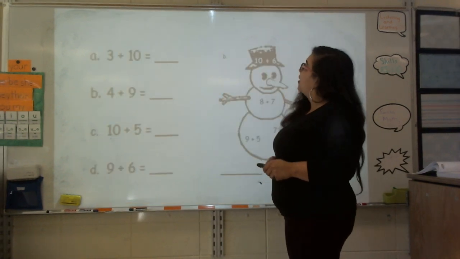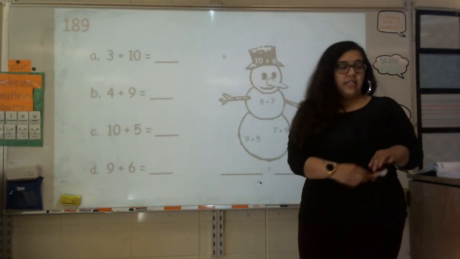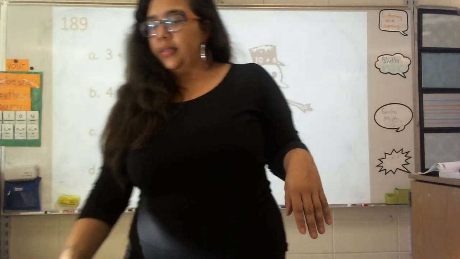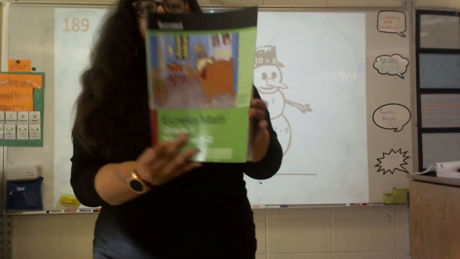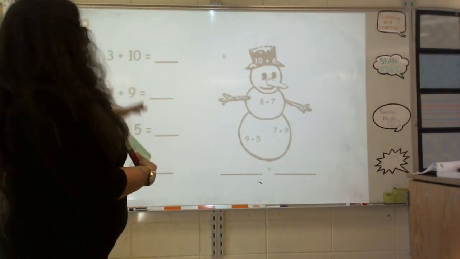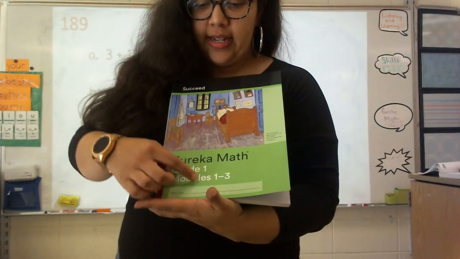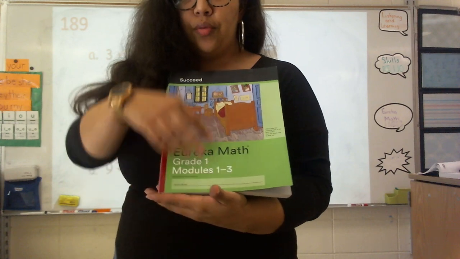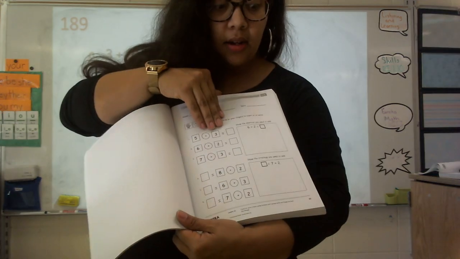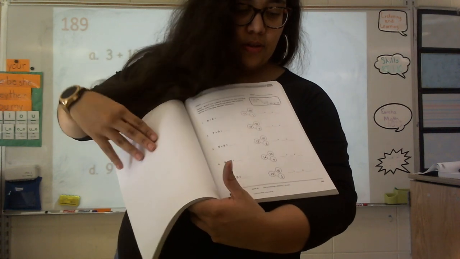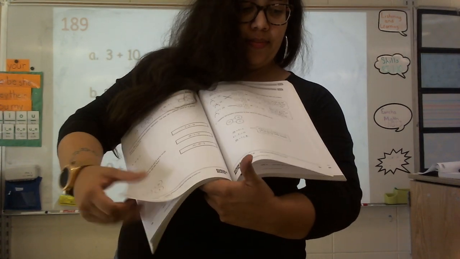All right, so this is in your Succeed Math homework book on page number 89. This hasn't changed. It's the same one you had all year because notice it goes from 1 through 3, which means 1, 2, and 3 are in here. And page number 189, too far. I'm not there yet.